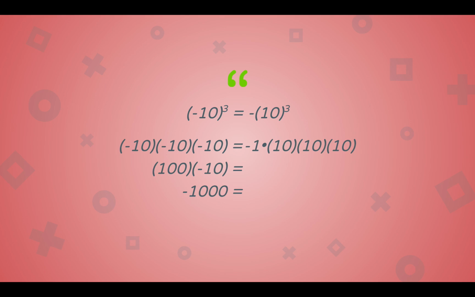The opposite of 10 cubed, we have negative 1 times our base of 10 being multiplied by itself 3 times. 10 times 10 is 100. 100 times 10 is 1,000. But then we still need to multiply by negative 1. So we get negative 1,000. Negative 1,000 is equal to negative 1,000. So negative 10 cubed is equal to the opposite of 10 cubed. So depending on the exponent is going to tell you whether or not it's a true statement or not. That is going to determine whether or not you need parentheses.